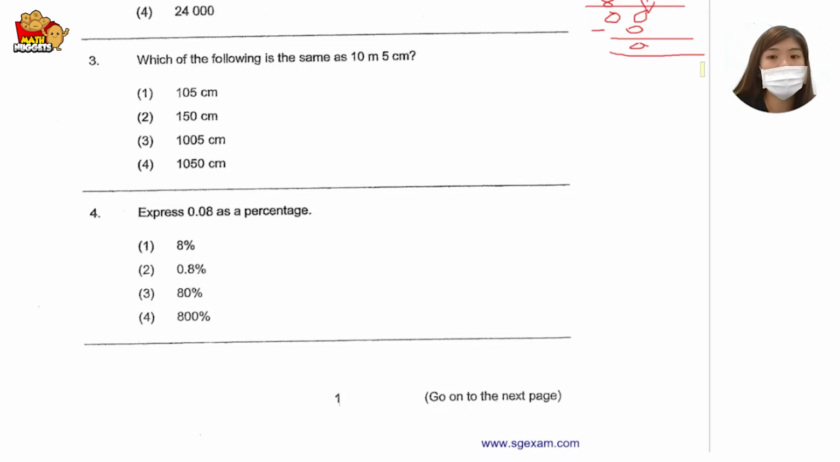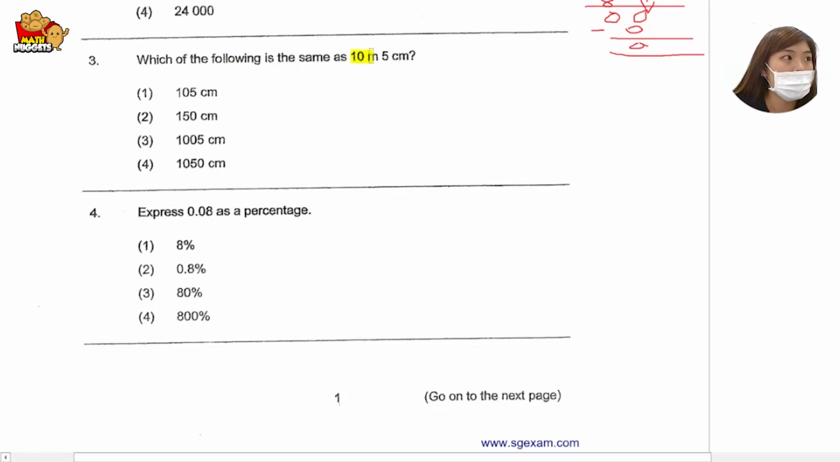For question 3, let's read the question. Which of the following is the same as 10 meter, 5 centimeter? You notice that both are of different units, meter and centimeter. And if you take a look at your options, all of them are in centimeter. So what you need to do is first change this 10 meter from meter to centimeter.